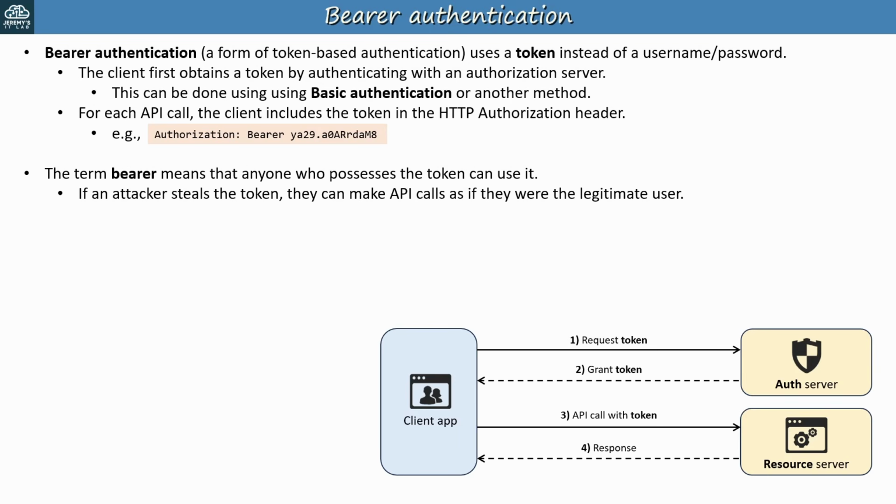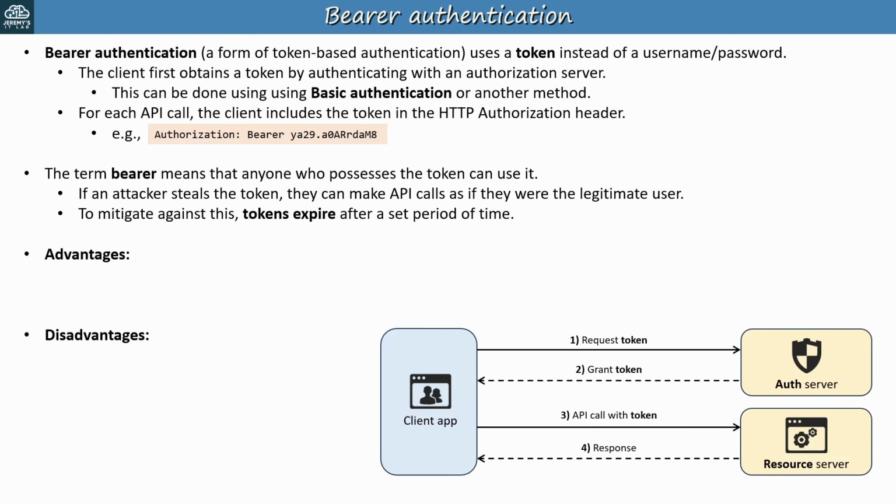legitimate user. This is clearly a security problem, so to mitigate against this, tokens usually expire after a set period of time. The expiration time depends on the API security needs. Some tokens expire in 15 minutes to reduce risk, while others last weeks or months for convenience, especially in low-security environments. Okay, let's summarize by considering some advantages and disadvantages of bearer authentication.